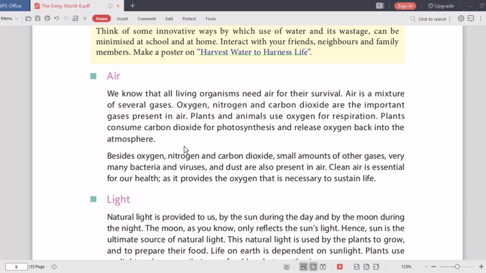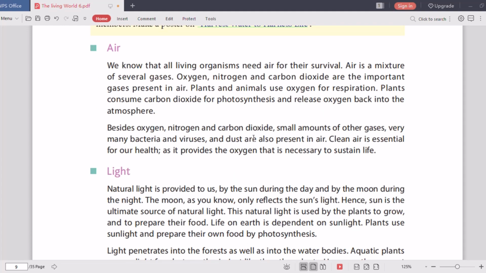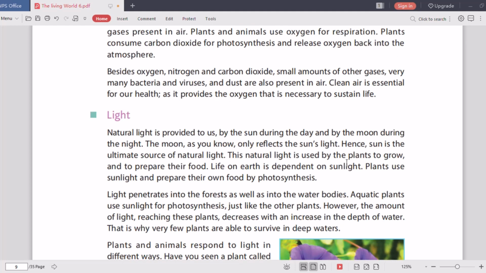Besides oxygen, nitrogen, and carbon dioxide, small amounts of other gases vary. Many bacteria, viruses, and dust are also present in air. Clean air is essential for our health as it provides the oxygen that is necessary to sustain life.